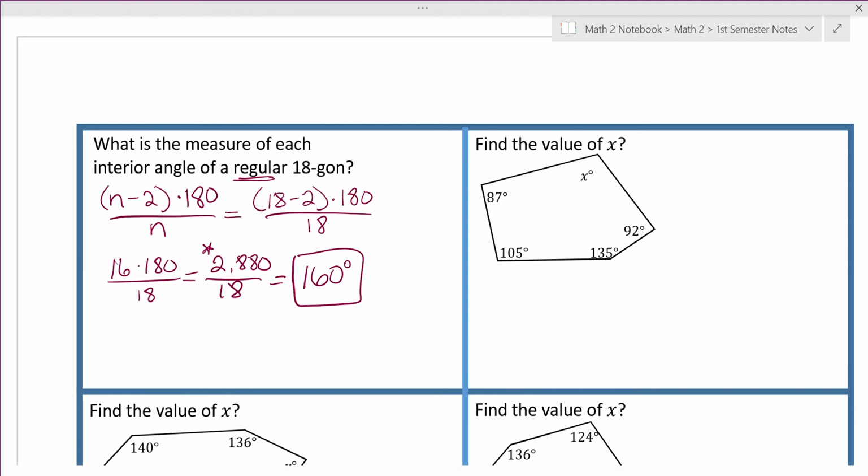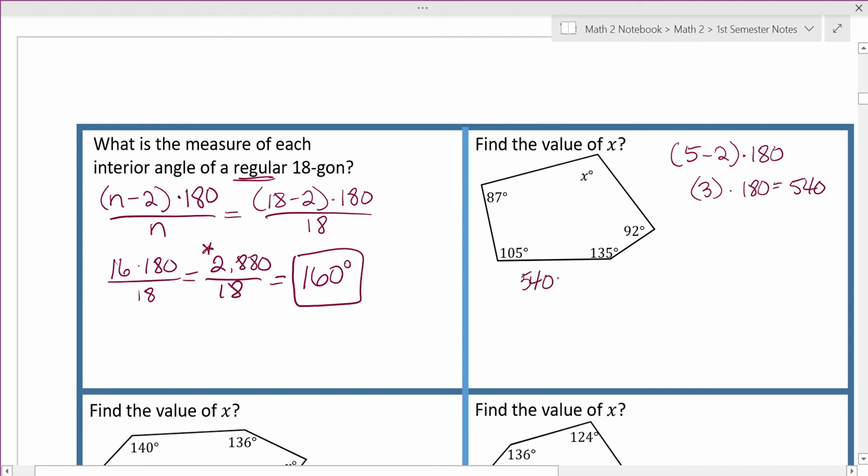Okay, next one, we're trying to find our missing angle here. We have 1, 2, 3, 4, 5 sides. So our sum, well, we already know our pentagon sum, but if we didn't, we could find the sum of our angles, which is 5 minus 2 times 180, n minus 2 times 180. That is 3 times 180, or 540. So 540 is what they all have to add up to.